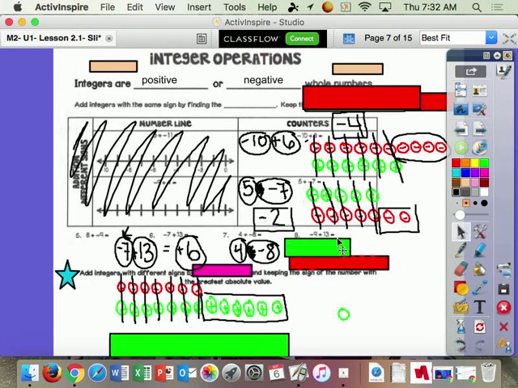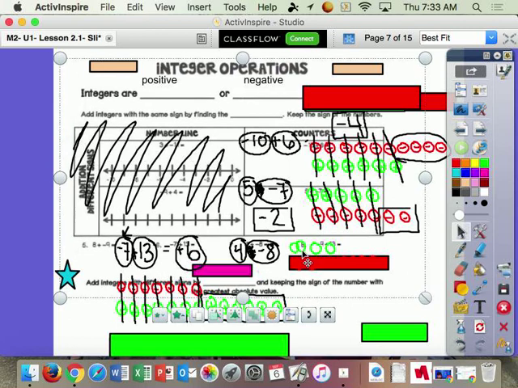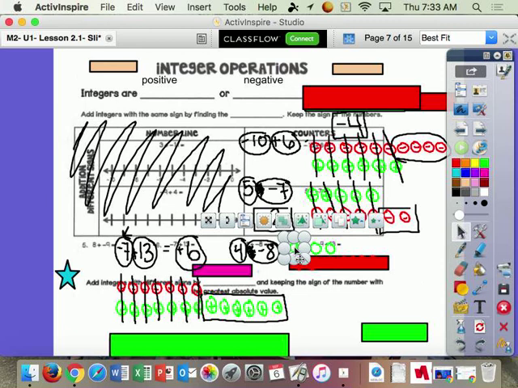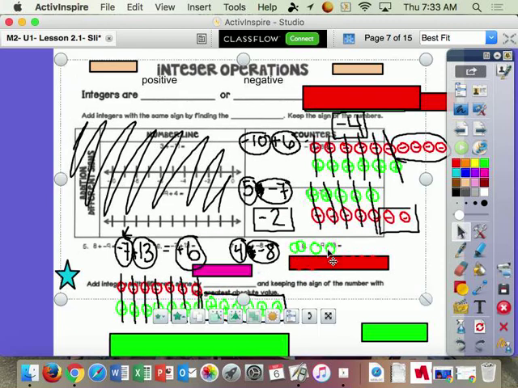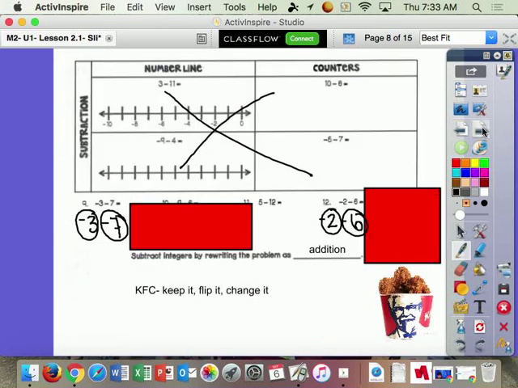So take a second. There we go. And draw your 4 green. Well, you can see 1, 2, 3, 4. Okay? Now, draw your 8 red, or minus. Okay? We can cross out 1, 2, 3, 4. What are we left with? 4 reds.